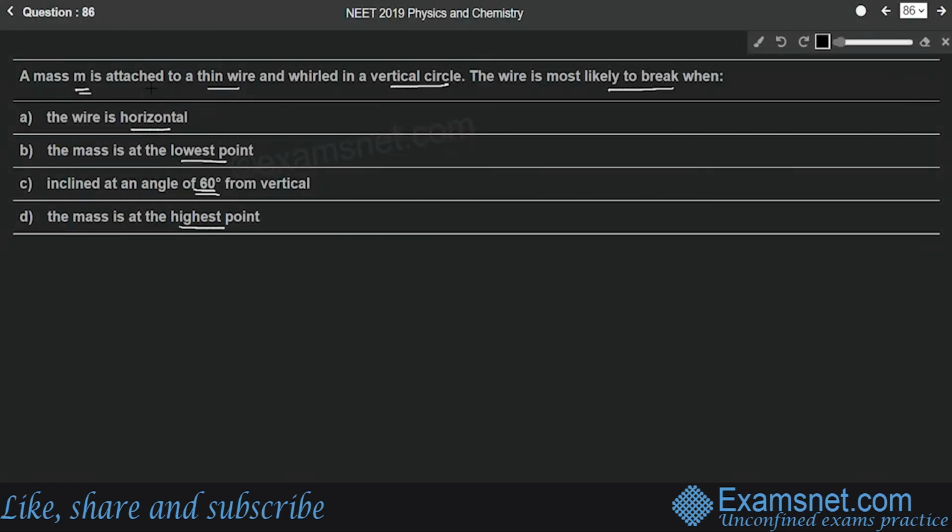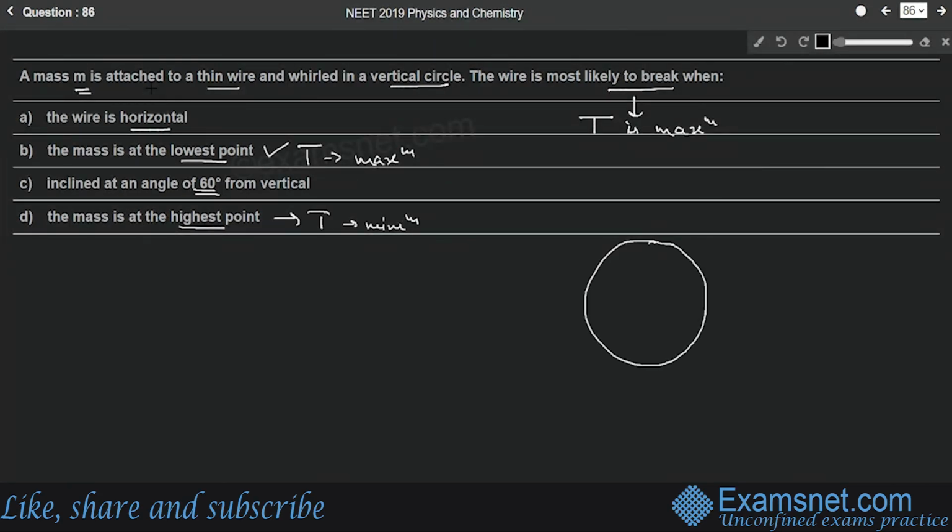Okay, so the correct option is option number B, that is when the mass is at the lowest point. The wire is most likely to break at a point where tension in the string is maximum, and it is a known fact that the tension is maximum at the lowest point. Now if we talk about the highest point, then at this point tension is minimum. That means the wire is least likely to break at this point. Now if you want to know the reason, let's have a look at this figure.